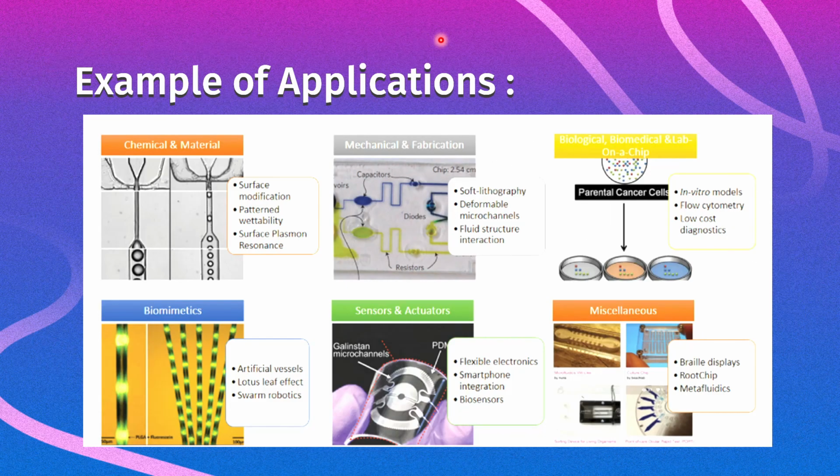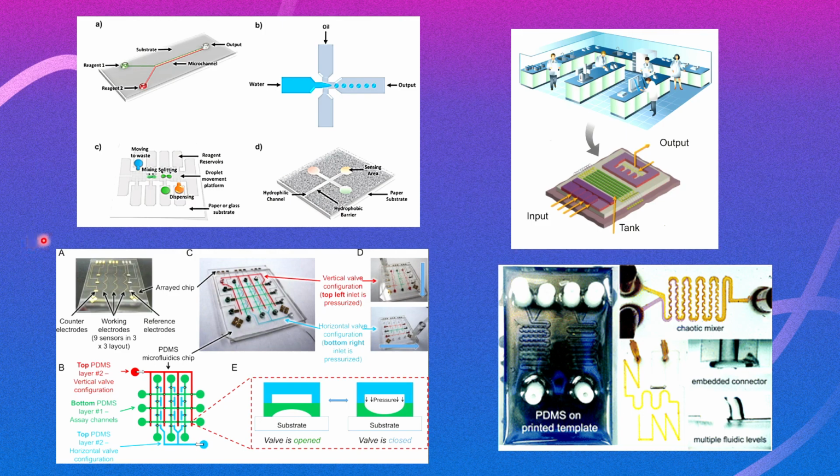Here are some examples of application of PDMS. It can be applied in chemical and materials fields, mechanical and fabrication fields, as well as the biomedical field. Why do I say so? Because PDMS is a material that is really suitable to be made as the base of experiment apparatus. It's actually a jelly-like material, so we can modify it into the shape that we desire.